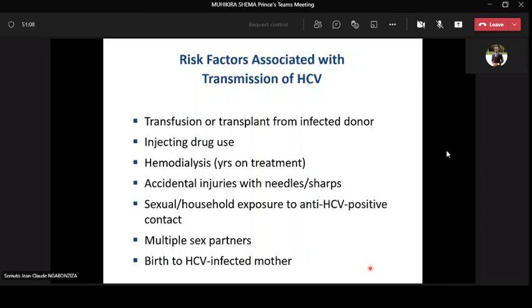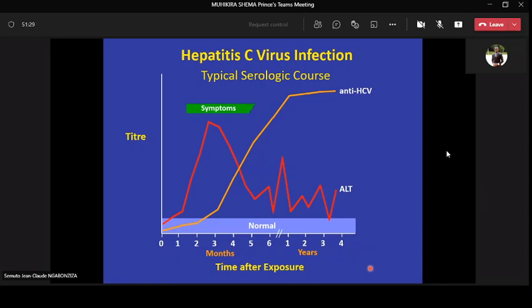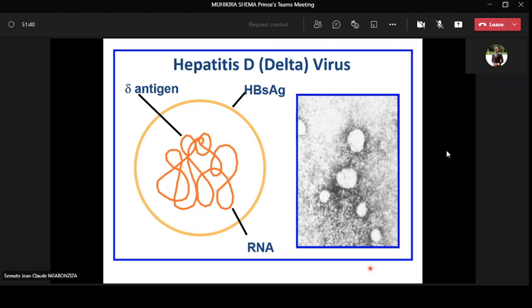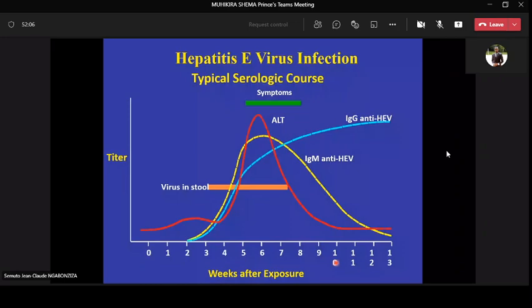Tugerageza kuvura with interferon and ribavirin, ariko the same clinical picture with hepatitis B, more likely to be chronic. Igira chronicity iri high kuruta hepatitis B. The rest is easy, and it is RNA viruses. Iyo ni incomplete virion like virus. Ijyana cyane na hepatitis B. You cannot be infected with hepatitis D alone. It's an incomplete virus which needs hepatitis B to replicate. So you read through all this. There is no problem. And have questions in case you have during our next lectures.